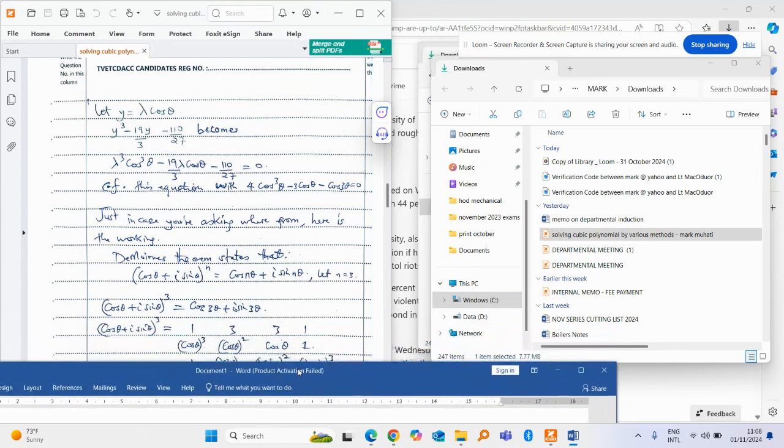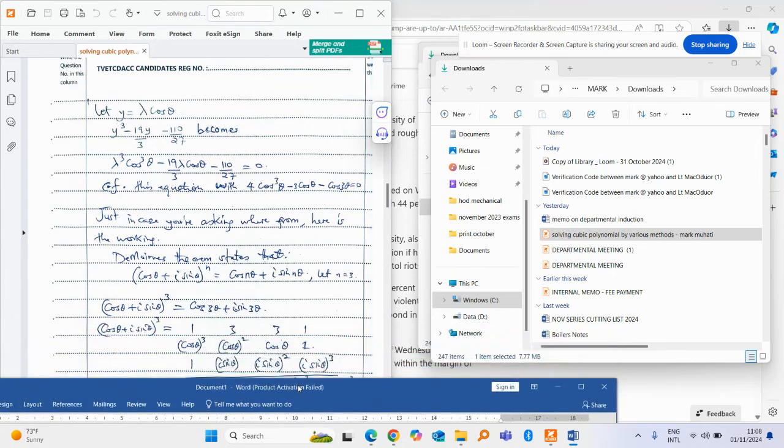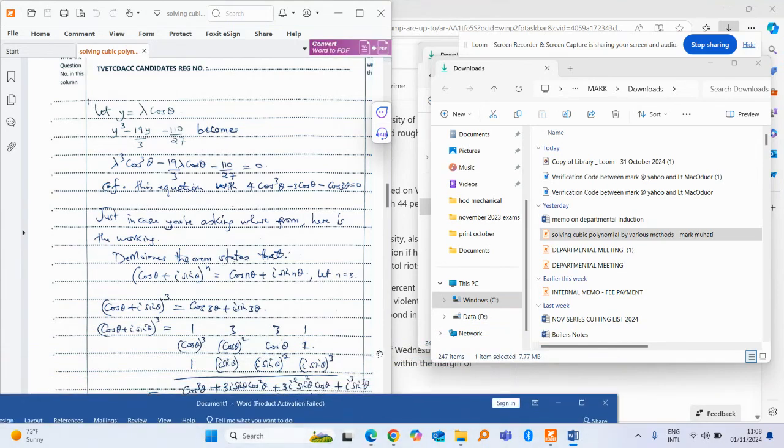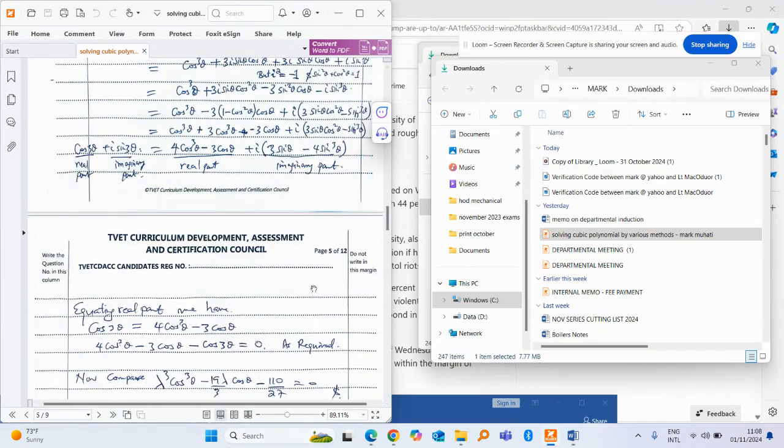Then when you expand the left-hand side using binomial expansion, you have that. When you expand using binomial expansion, you have that.